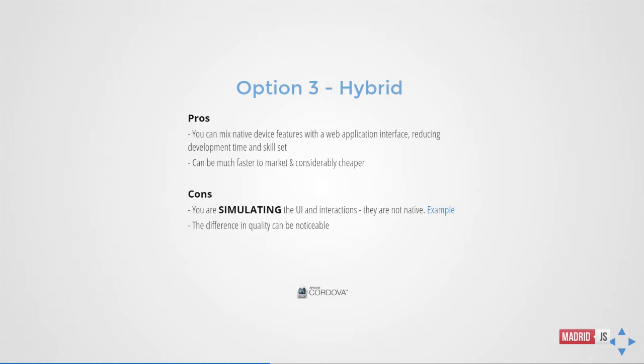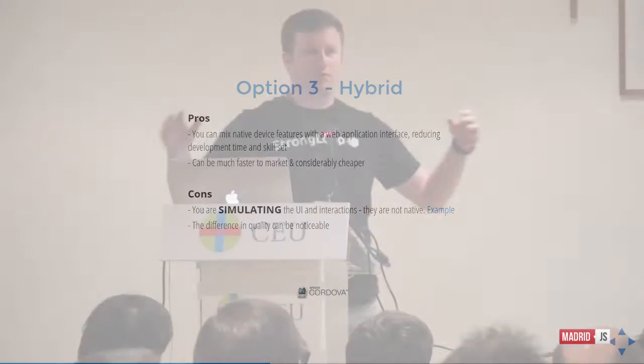The third option is hybrid. The pros for this is that you can mix native device features with a web application interface, which reduces development time and skill set. So you can write maybe 80-90% web app and then add in some native, and then you've got an app experience that is pretty awesome. We'll show you some downfalls of that, but it can get you there much faster, which is what the second point says. The cons to this is that you're simulating the user interface and the interactions.